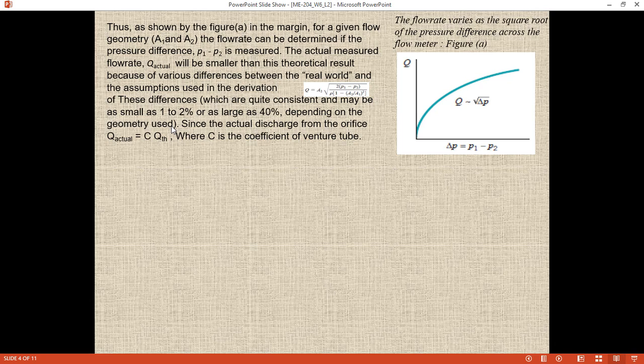If you are using an orifice, it gives you a large pressure drop. The nozzle will give a little bit less, and the venturi will give you a smaller pressure drop, because this is a smooth discharge. The actual discharge from the orifice can be measured like this. So what is C? C is the correction factor or correction coefficient. By using this equation you can calculate the actual flow rate, and the theoretical flow rate you can calculate from this, and C is the correction factor for the type of geometry you are using.